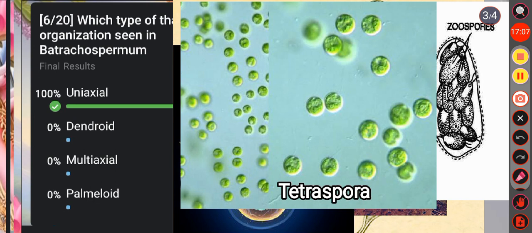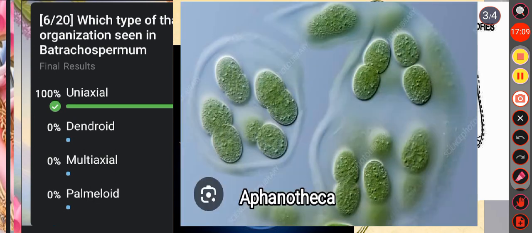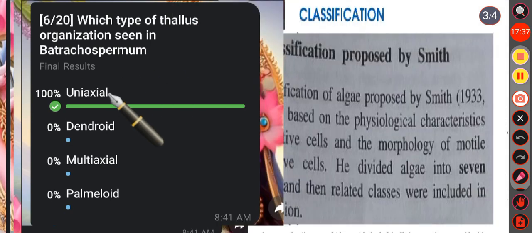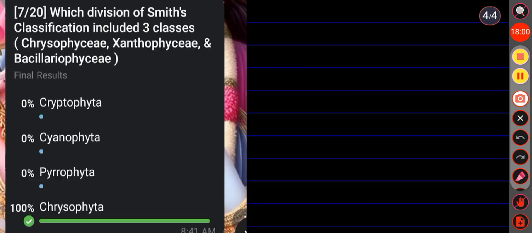Tetraspora is a green algae and Aphanotheca is a cyanobacteria, which show a permanent phase of palmelloid form of thallus organization. So here the correct answer is uniaxial, that is, the uniaxial type of thallus organization seen in Batrachospermum. Then question number 7: which division of Smith classification included three classes, that is Chrysophyceae, Xanthophyceae and Bacillariophyceae.